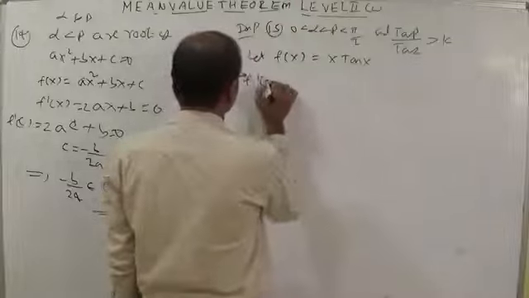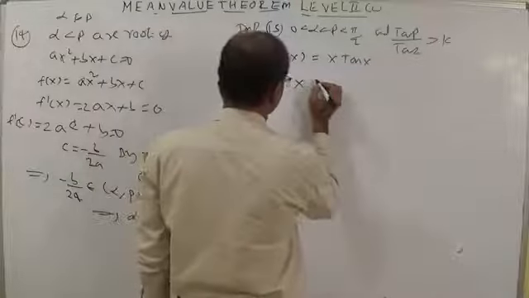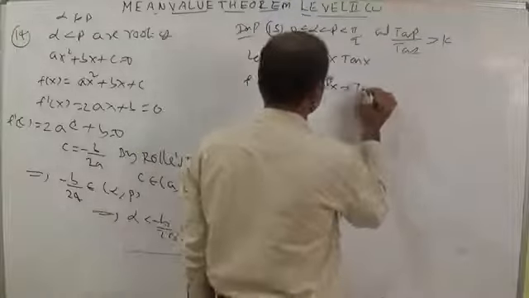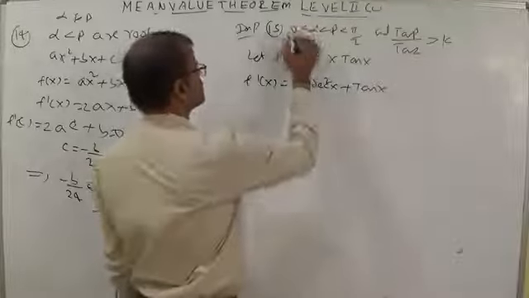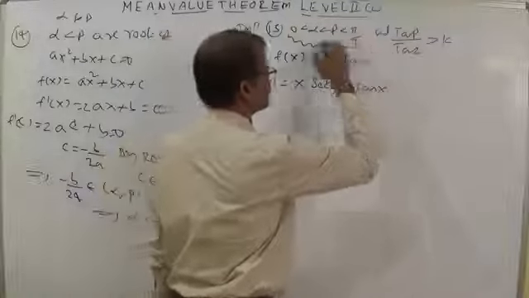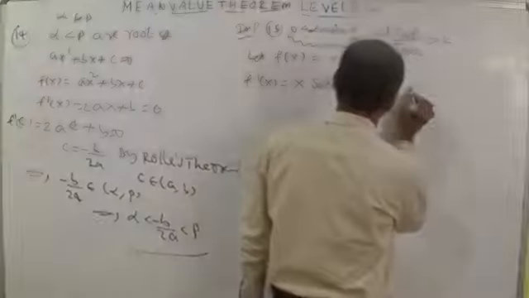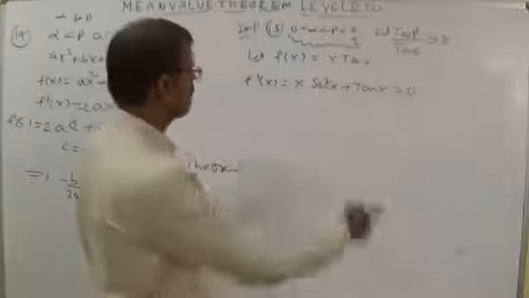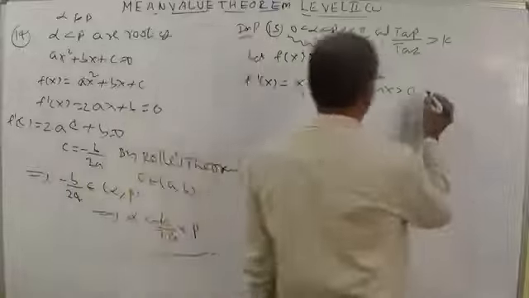Here, let us write f'(x). The derivative of x into tan x is, using (uv)' = uv' + u'v, x secant square x plus tan x. Because 0 < alpha < beta < pi/2, everything is positive. Secant square is positive, so we can say the function is greater than or equal to 0. That is positive.